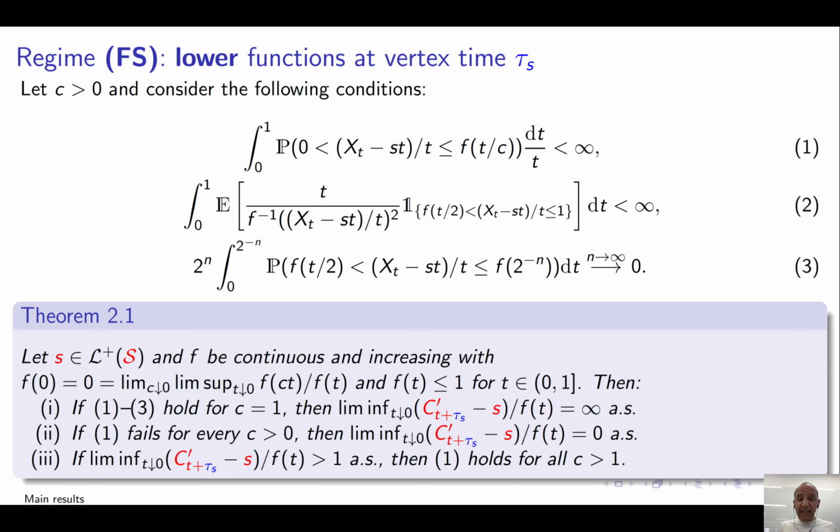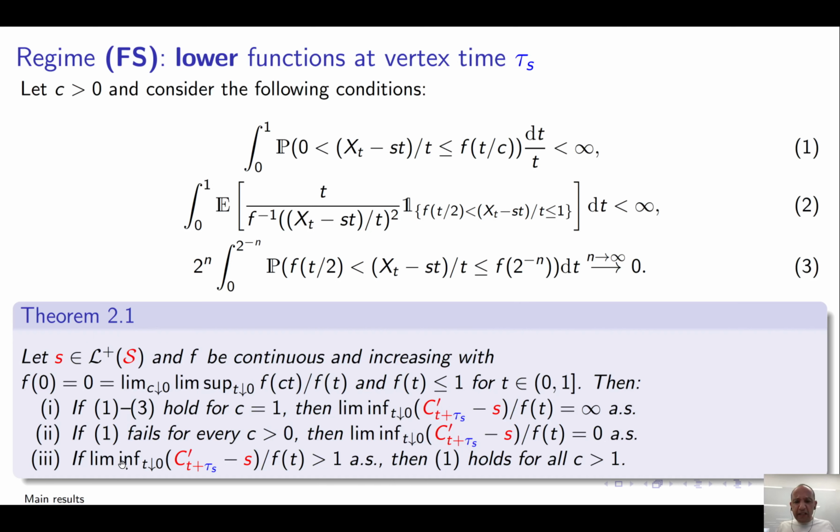The type of result that I get is: I look at the slope in the limited set of slopes. I take a function f, which satisfies some technical assumptions, which are definitely satisfied if f is, say, regularly varying at zero with positive exponent. Then, if these assumptions 1 to 3 are satisfied, I can tell you that the lim inf is infinite. What does that mean? It means that in that case, this grows faster than the test function f with which we are comparing. If one of them fails, then I can prove that this lim inf is zero.